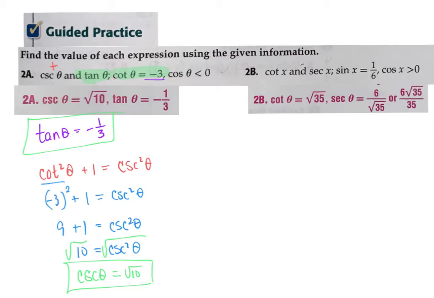All right, so for the next one, I have cotangent and secant that I'm trying to solve, and they've given me sine. All right, they've given me sine.